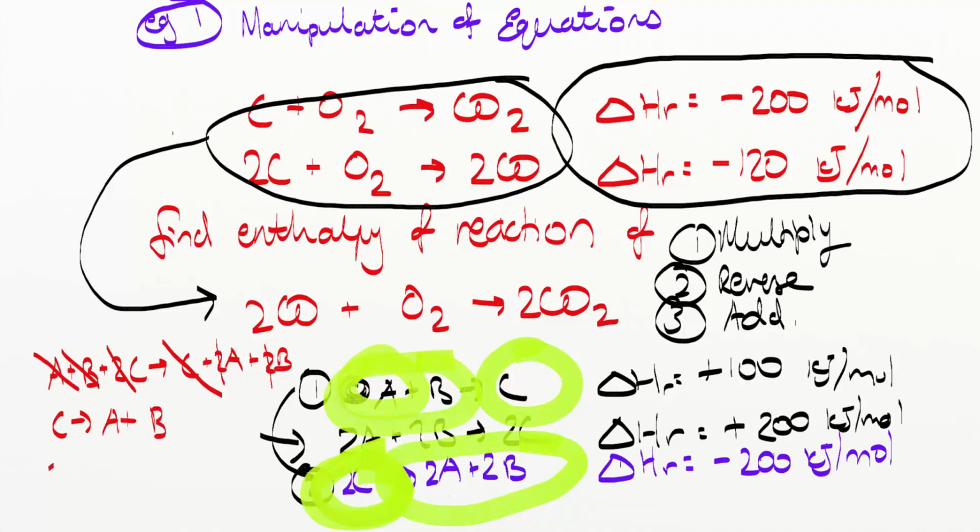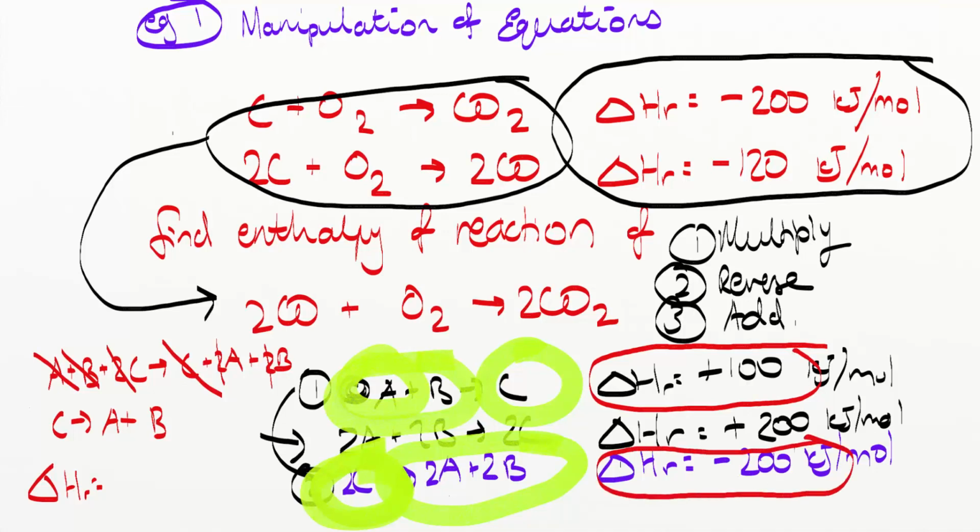And what is the delta HR of this? The delta HR is going to be equal to the delta HR of the first equation, so plus 100 kilojoules per mole, added to the second equation, negative 200 kilojoules per mole. So the delta HR at the end of the day is going to be negative 100 kilojoules per mole. And if we have a look, this is the opposite of this one here, because remember this was A plus B forms C, which comes to 100 kilojoules per mole. So the reverse of this, C forms A plus B, would be negative 100, and that's what we're getting over here. Cool.